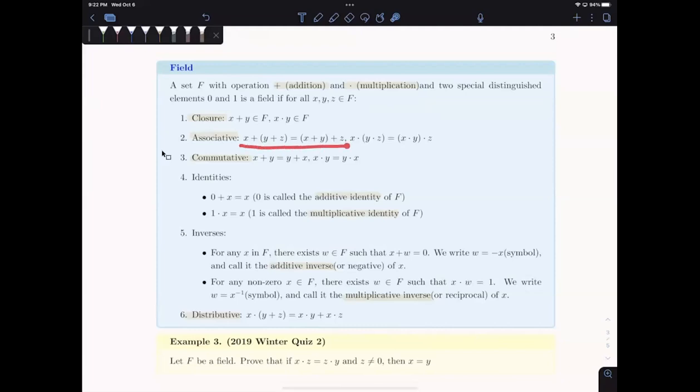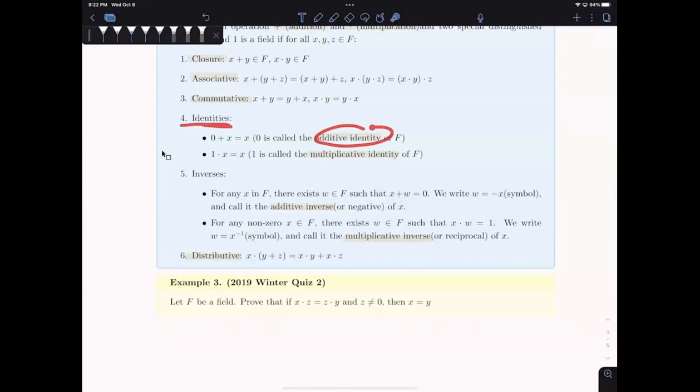Associative is just the same as in the real numbers. Commutative means you can switch order. Additive identity means x plus 0 will always give you back x. And multiplicative identity means x multiplied by 1 will always give you x. And the inverse. You need to cite field axioms. That is correct. Whatever you use, you need to cite it.